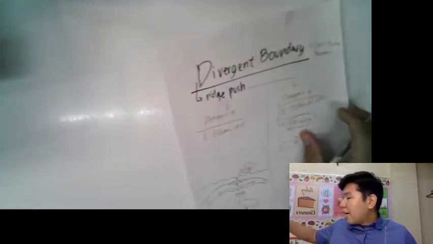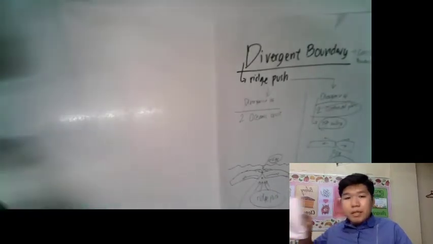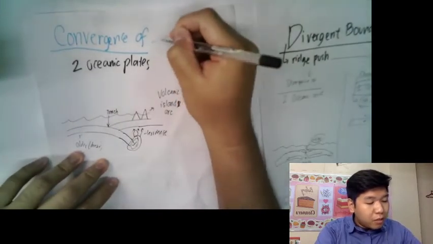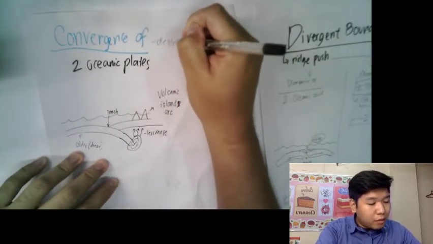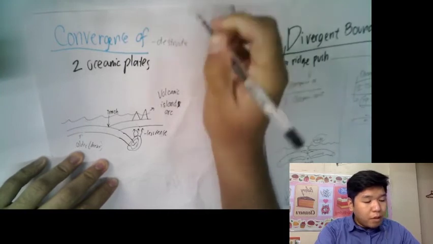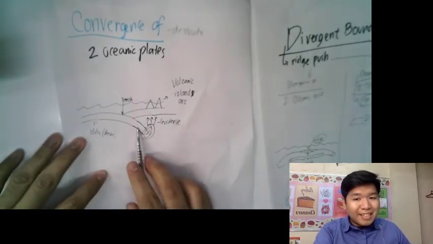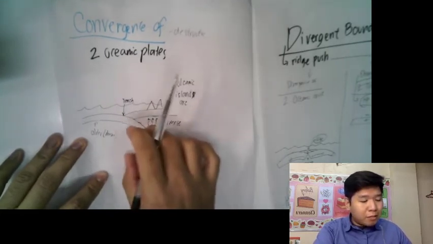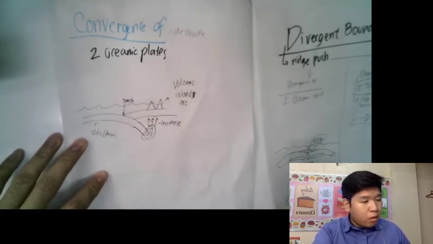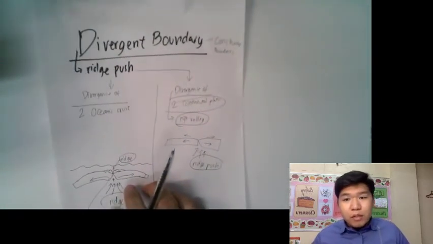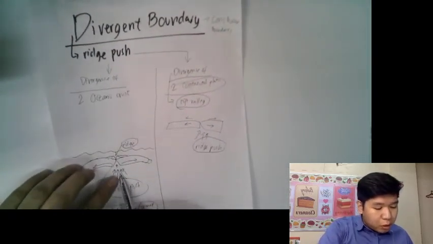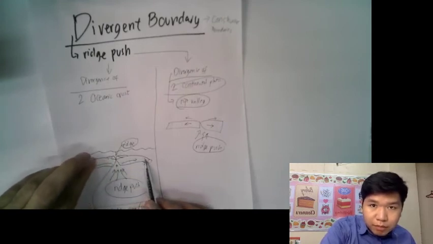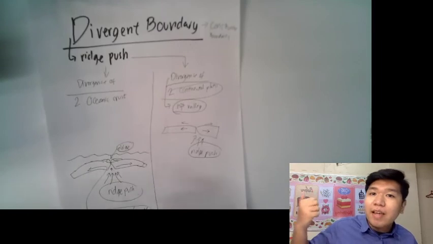And at convergent boundaries, such as this one, this is a destructive boundary, because when tectonic plates sink, they melt and go back to the mantle and parts of the asthenosphere. In a divergent boundary, ridge push produces new tectonic plates. And that is the story of the divergent boundary.